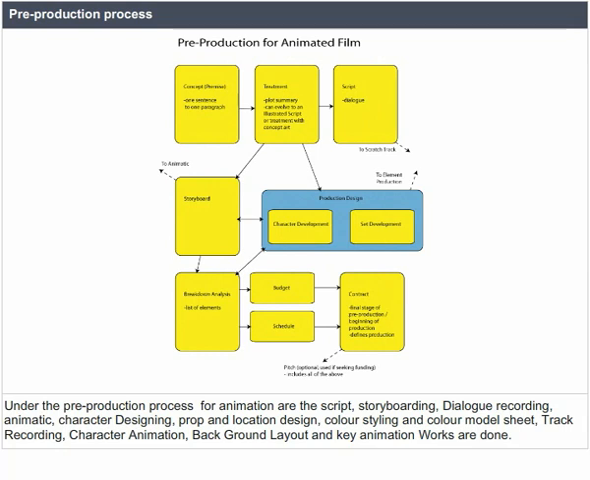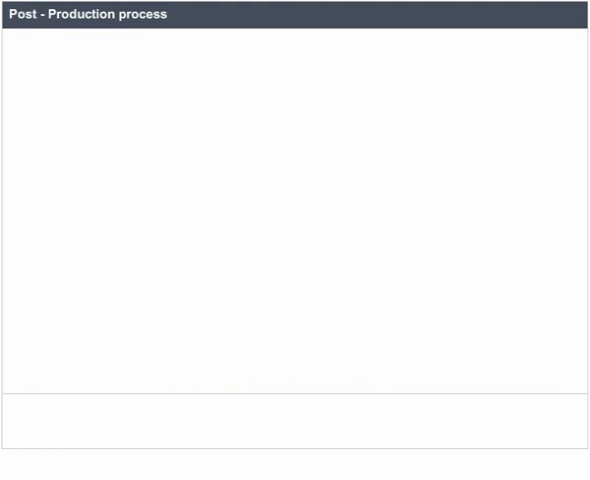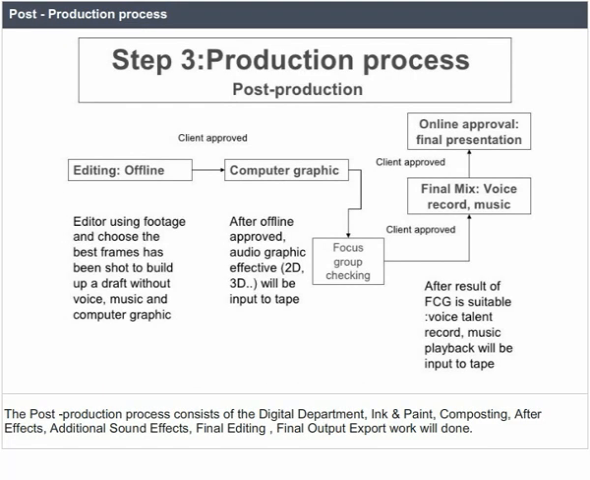Production process. The production process consists of the background layout and posing, key animation, line test, digital background, cleanup in between, scanning, ink and paint, compositing, and export rendering. Post-production process. The post-production process consists of the digital department, ink and paint, compositing, after effects, additional sound effects, final editing, and final output export work will be done.